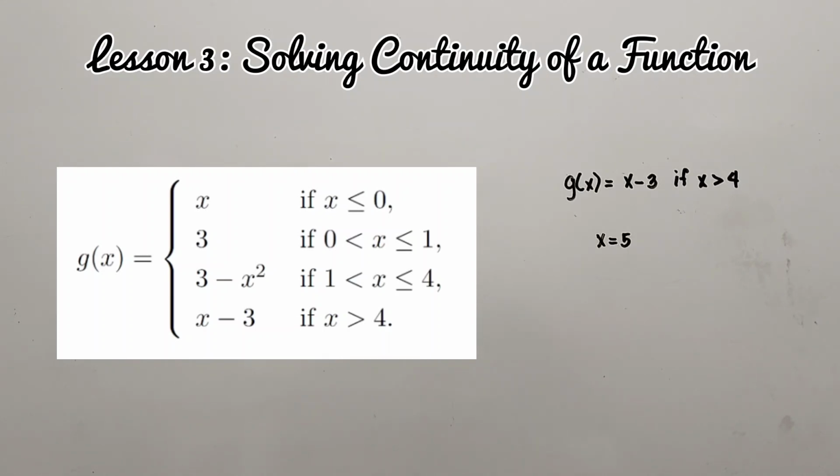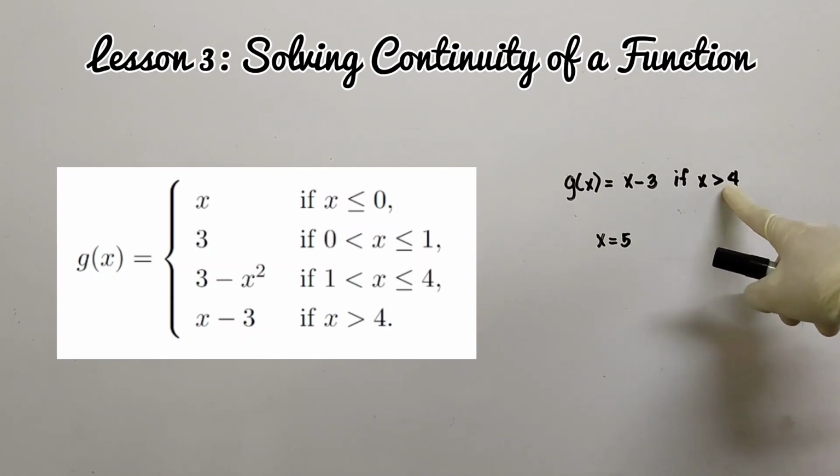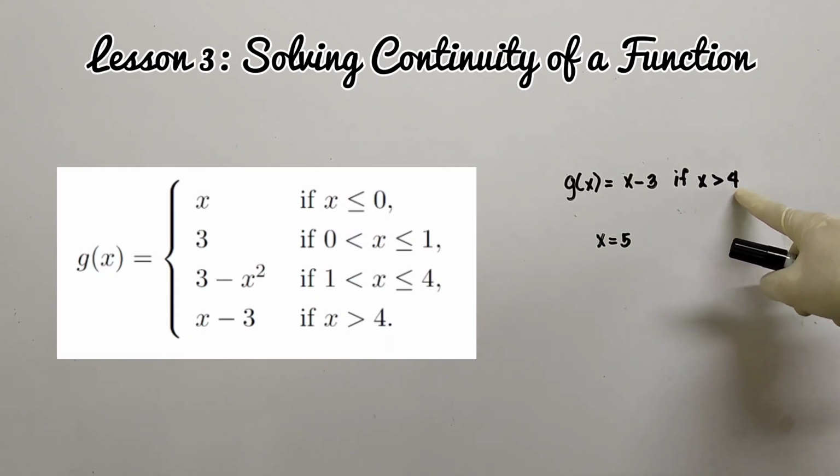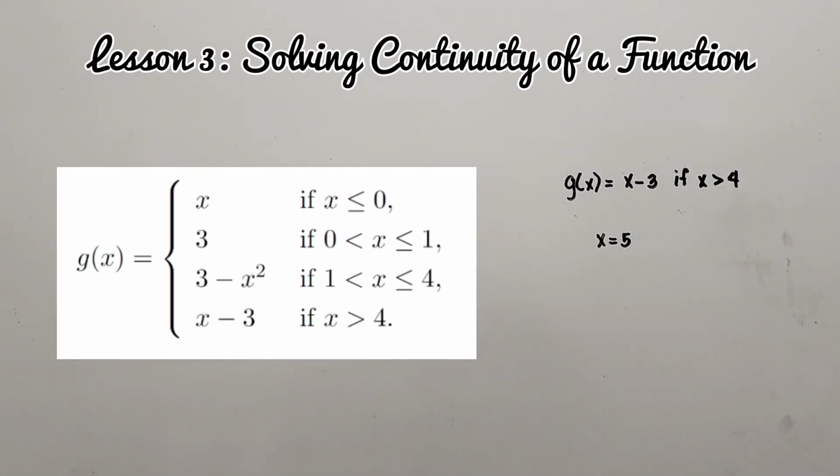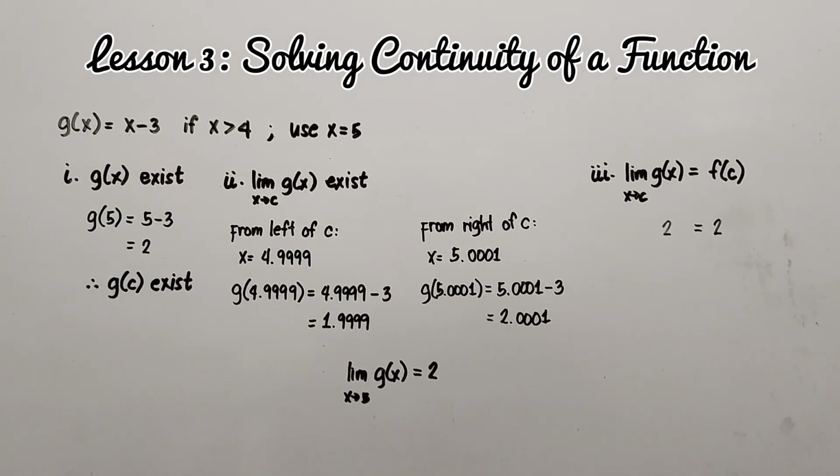Why we choose positive 5? From the condition this is greater than 4, so any number greater than 4 can be the possible value of our x. And in this case, we are using positive 5. Since we are using x equals 5, so the value of our c is also positive 5. So we are assigning numbers from the left of c and from the right of c. And we have shown that the three conditions are satisfied. Since all conditions are satisfied, then g of x is continuous on the open interval positive 4 to positive infinity.